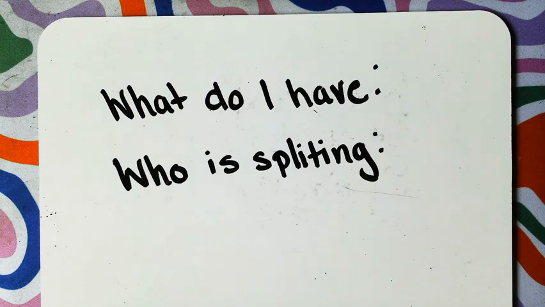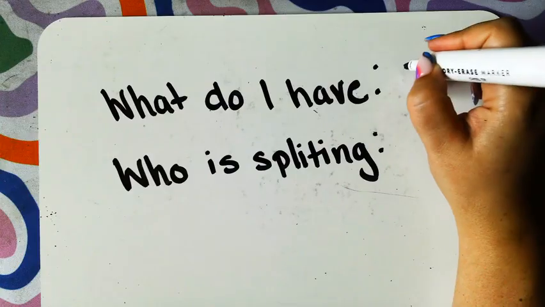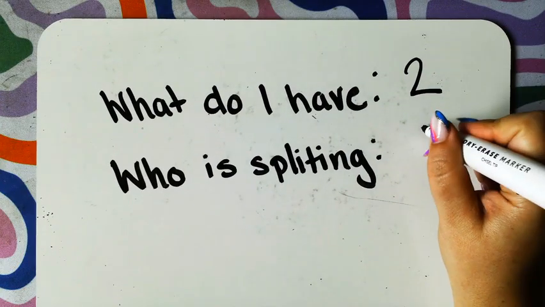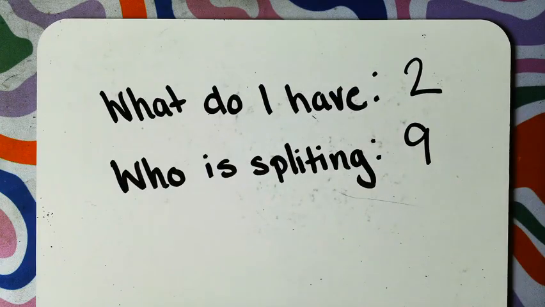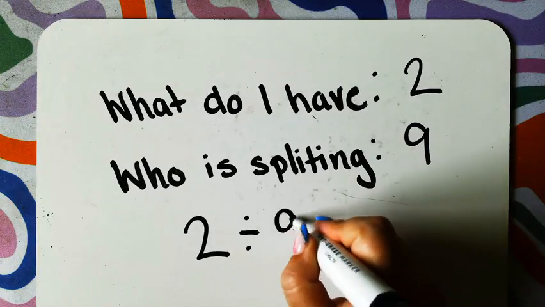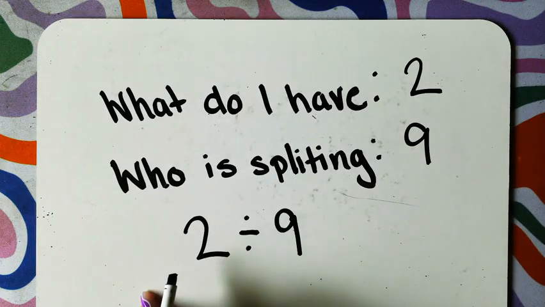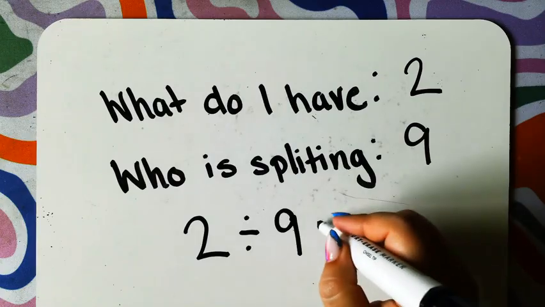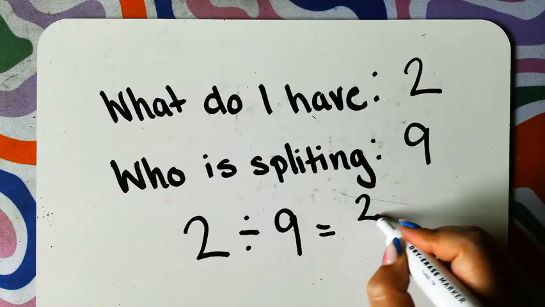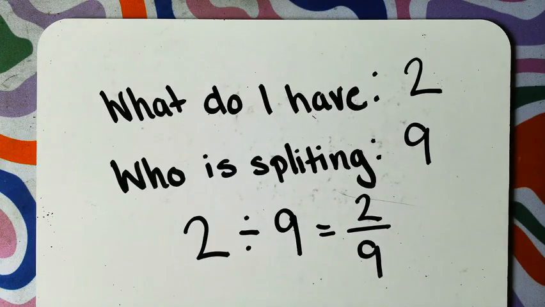Right, let's think about the problem. I have 2 pizzas at my party. I have 9 people attending that party, including myself. So what am I going to do? I'm going to take 2 pizzas and divide that by 9 people. I've written my problem left to right. Now to get my answer, I'm going to write it from top to bottom. I would write 2 divided by 9, meaning that each person has 2/9.